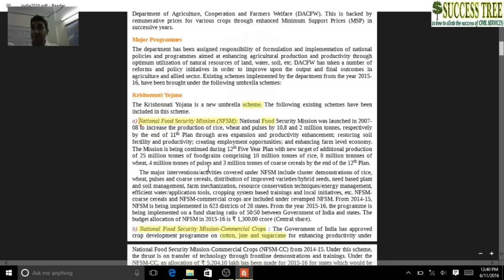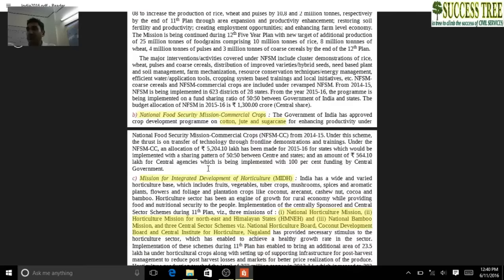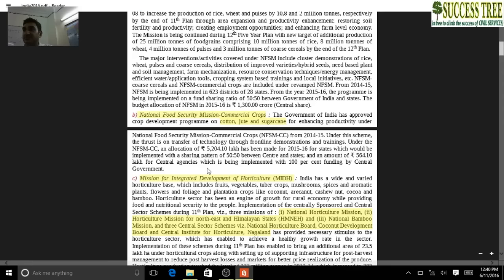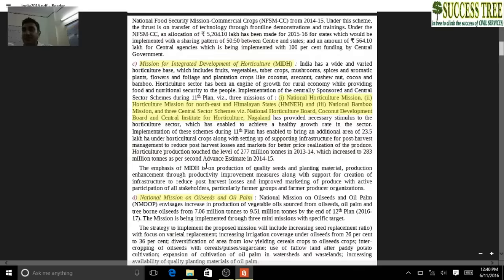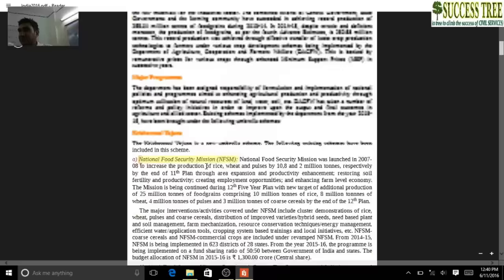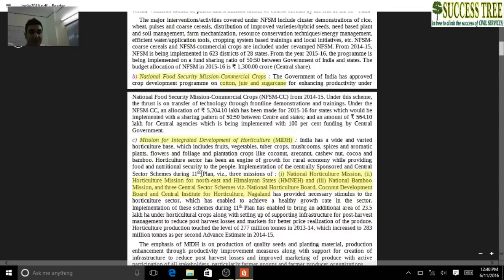You see, the National Food Security Mission, then the National Food Security Mission for commercial crops. Which three commercial crops come under this? Cotton, jute and sugarcane. Correct. Then the National Mission on Oil Seeds and Oil Palms, the National Mission on Sustainable Agriculture, then the Mission for Integrated Development of Horticulture. So these are the five schemes that come under Krishi Unnati Yojana. Now you go through them one by one, and see if there is anything apart from this.